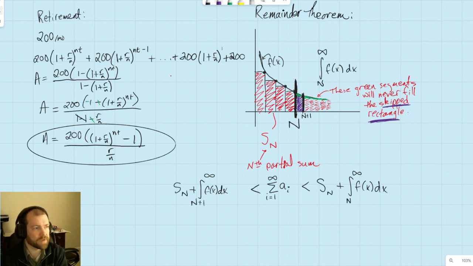So the integral that goes from n plus 1, where is it? There. That goes from n plus 1 to infinity is going to have that extra amount above all of its rectangles in green, but those green pieces are never going to be able to make up the difference that is in this purple rectangle. So it's never going to make it. It's always going to be less than the true sum here, which then is going to be less than the integral starting from n.